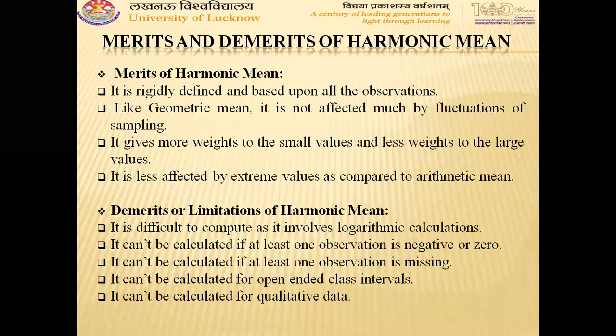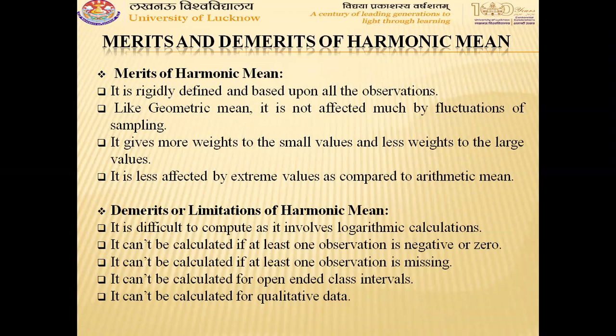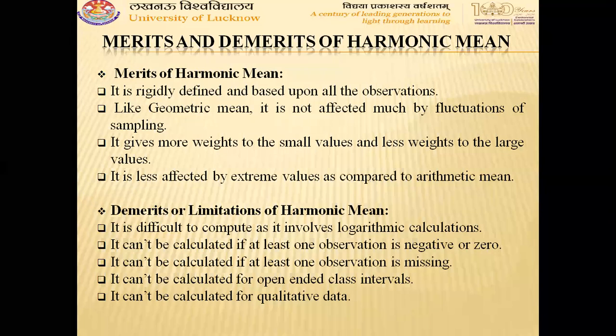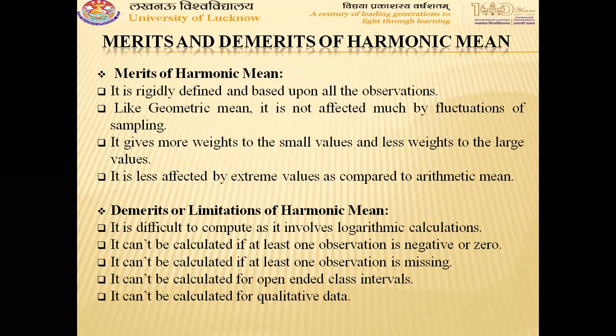Again, certain characteristics of harmonic mean are similar to geometric mean, that is, it is rigidly defined and based upon all the observations. It is not affected much by fluctuations of sampling. It gives more weight to the smaller values, whereas less weight to the larger values, as we are taking inverse. So the value will be in decimals. When we invert a small value, it will become in terms of hundreds, whereas a larger value comes out to be 0.1 or 0.2. Harmonic mean is also less affected by extreme values as compared to arithmetic mean.